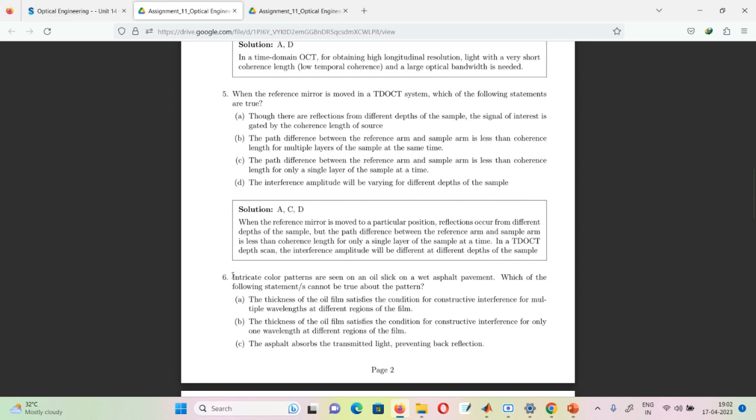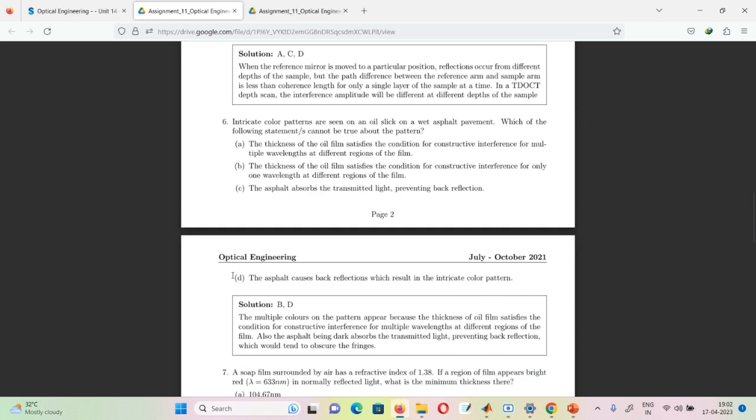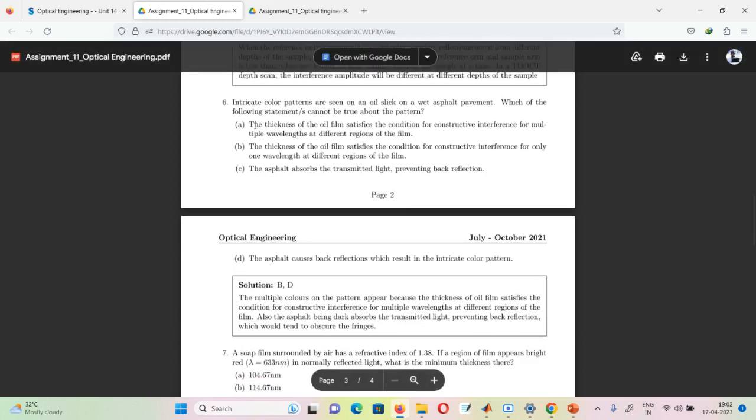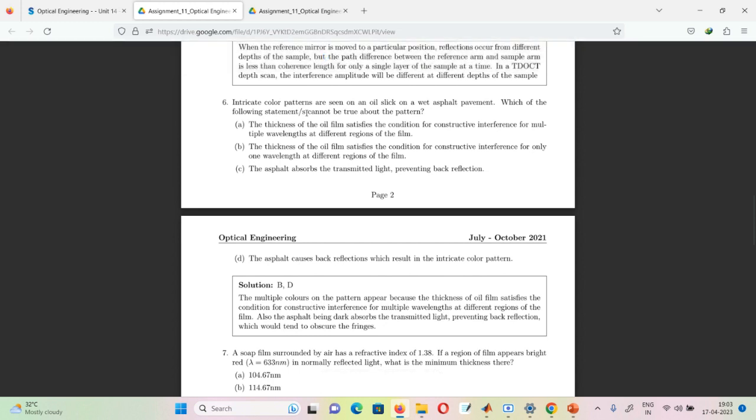Next, intricate color patterns are seen on an oil slick on a wet asphalt pavement. You are seeing those nice interference colors in oil films on a road. Which of the following statements cannot be true about the pattern? These are the things you have to see. Sometimes they will ask which can be true and which cannot be true.